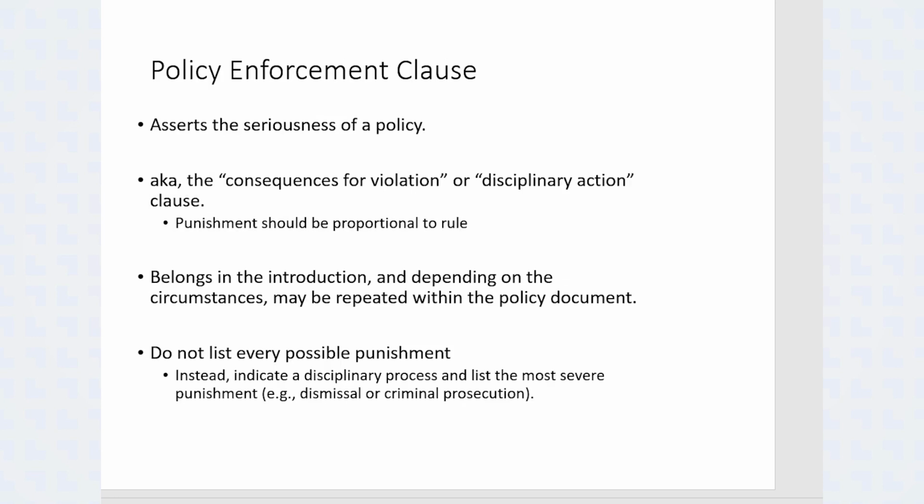A policy enforcement clause will assert the seriousness of the policy. So it's the consequences of violation, or sometimes referred to as a disciplinary action clause. You want to make sure it's proportionate to the rule being broken, and it usually is going to belong in the introduction. You don't want to list every possible punishment, but you may want to indicate the most severe punishment, such as dismissal.